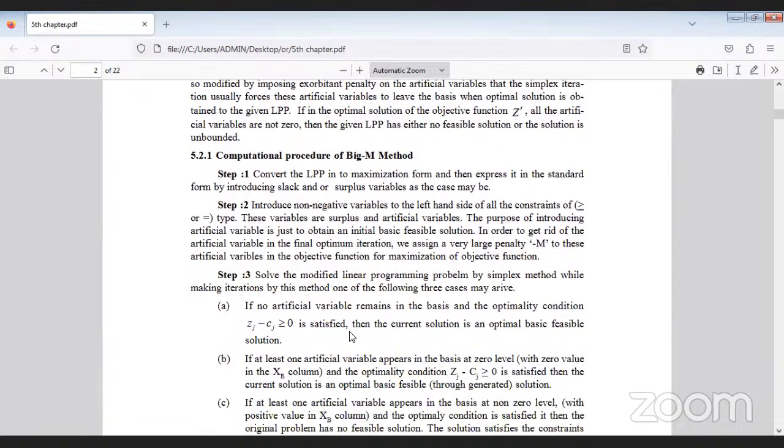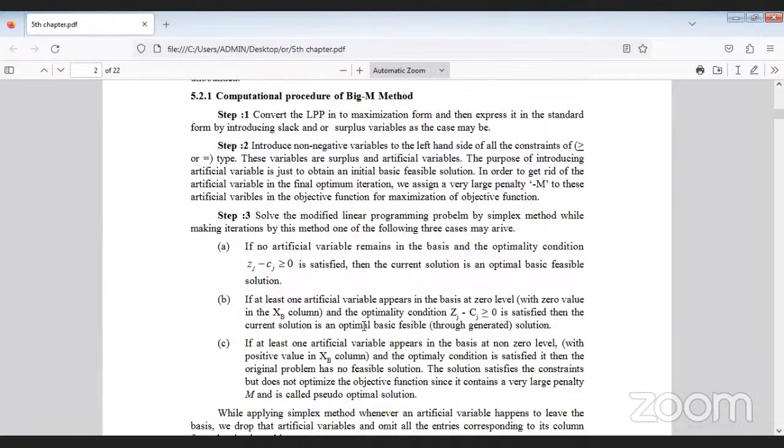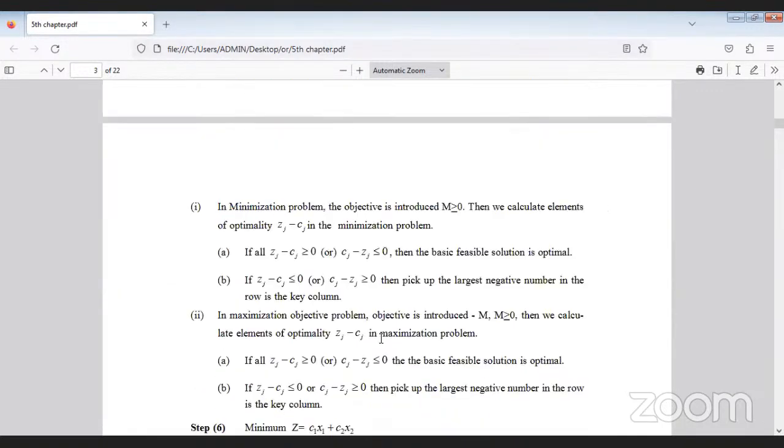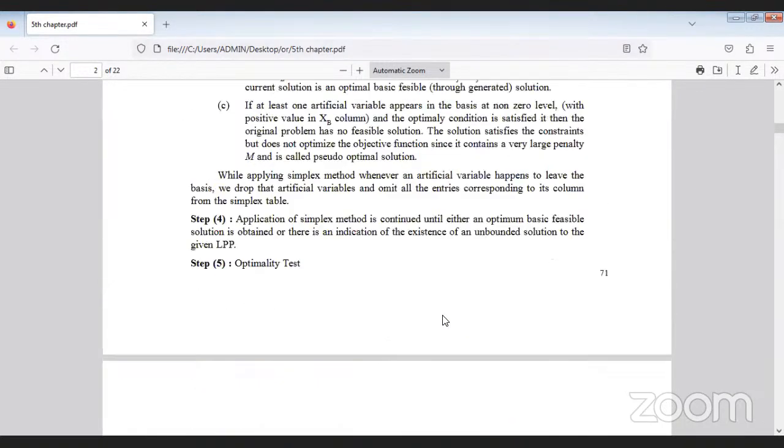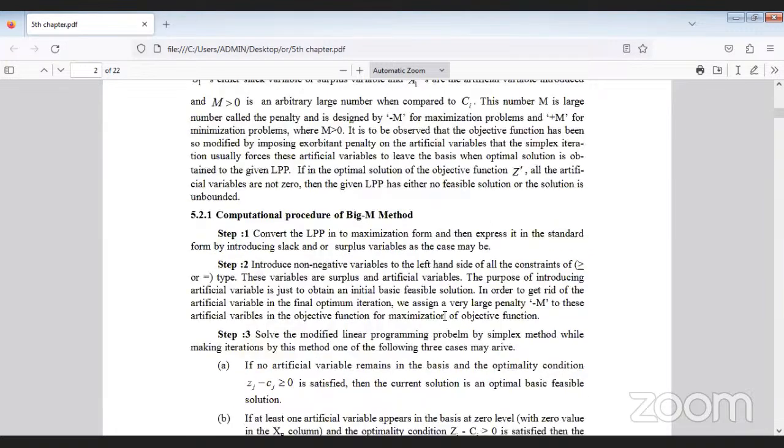The computational procedure: they will ask for the procedure of the big M method. Write the procedure of the big M method. You have to write step 1, step 2, step 3, step 4, step 5, step 6. You have to write all of these. Now I will explain what the big M method is. You have to listen carefully.